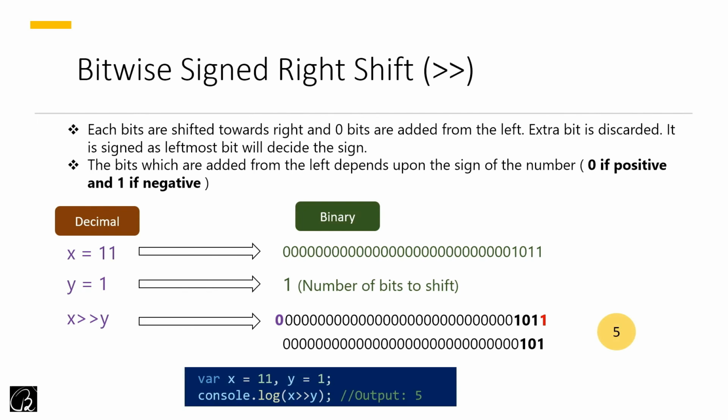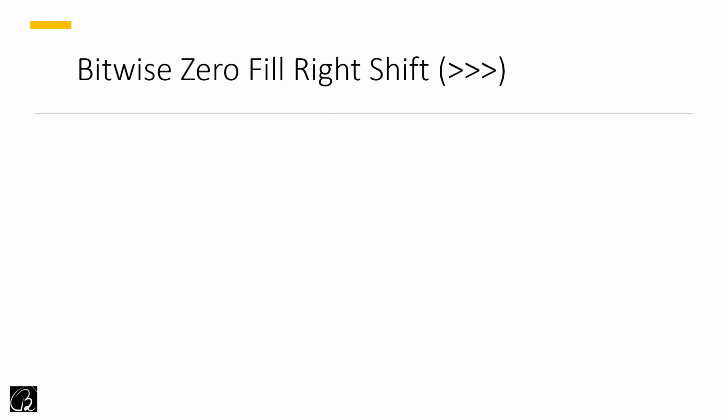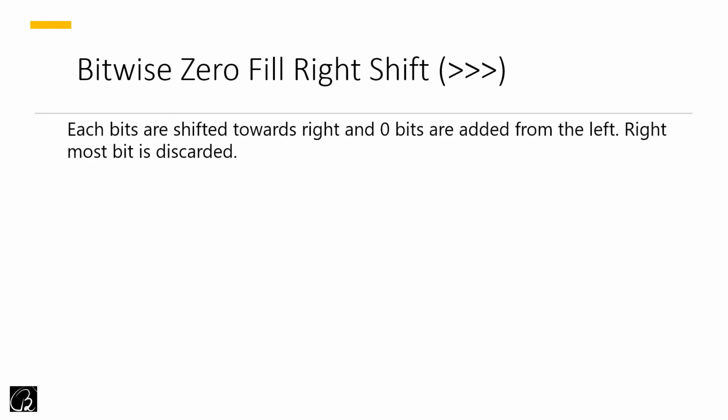The last one is bitwise 0 fill right shift. So here we have triple greater than. So we are not saying sign. That is the main difference between the previous one. So here each bits are shifted towards right, 0 bits are added from left, and rightmost bit is discarded. The same thing almost, right? But here we are not talking about sign.